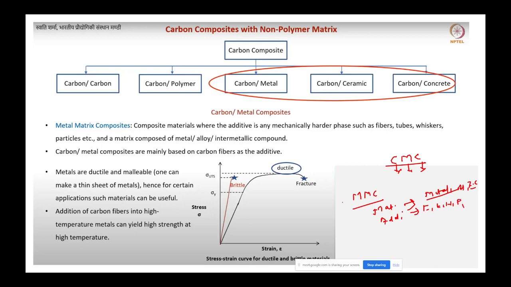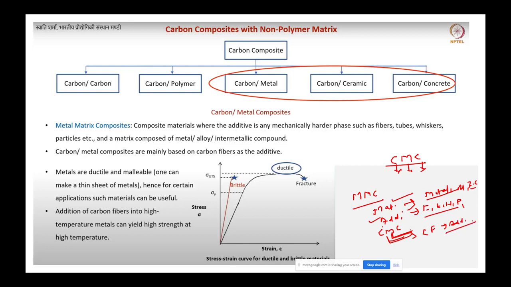Carbon metal composites are mainly based on carbon fibers. So in MMC you are using a metal as the matrix, and additives in the form of these. In the CMC, the metal will be the matrix, and your additives will be in the form of carbon fiber. So this will be mainly your additives, right?